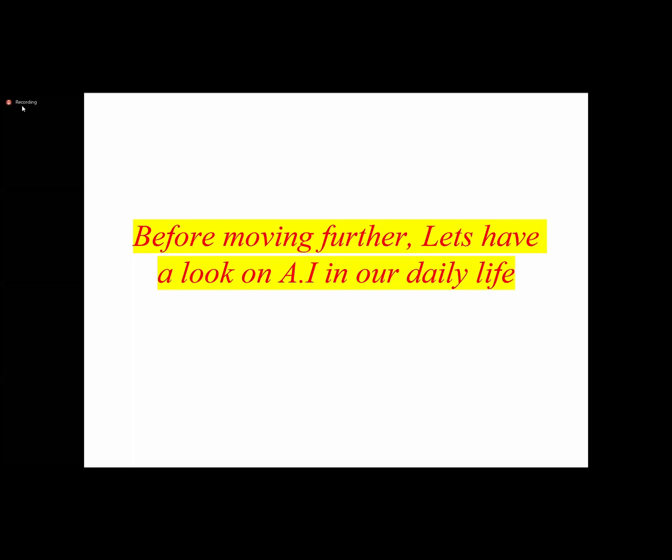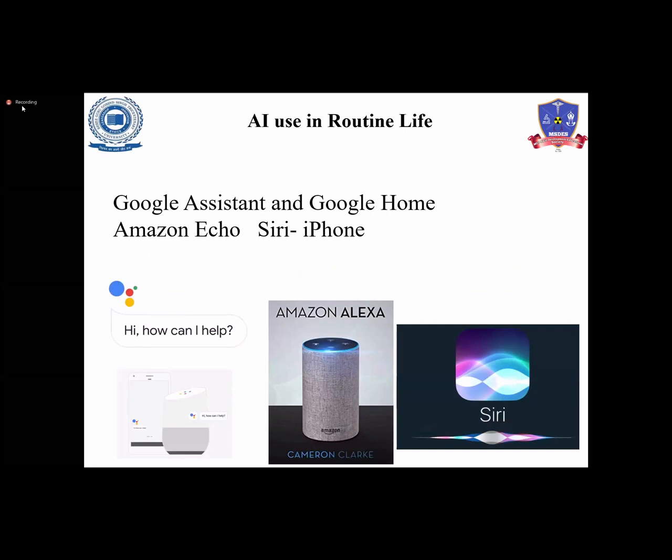Before moving forward, let's have a look at which kinds of artificial intelligence devices we are using nowadays. We all are using our smartphones, smart televisions, even touchscreen computer systems, and many other smart devices, smart watches, Apple watches that everyone is using nowadays. If we look around, there is some major equipment that reflects artificial intelligence in our daily life.